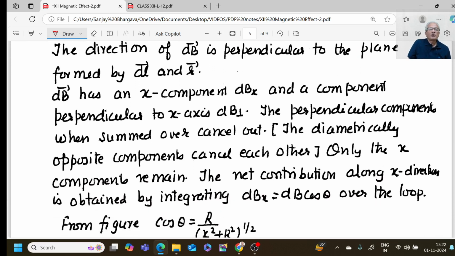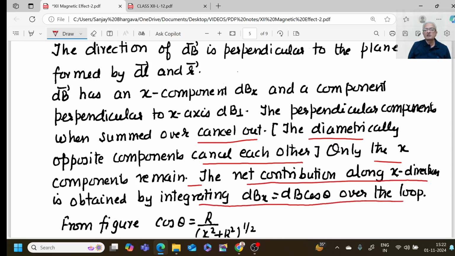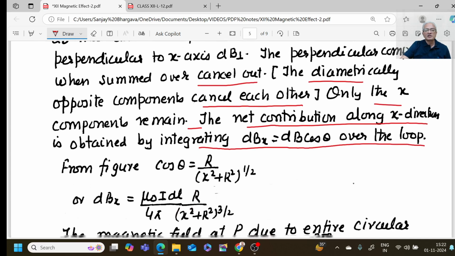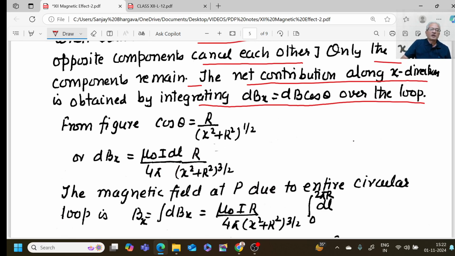The perpendicular components, when summed over, cancel out. The diametrically opposite components cancel each other. Only the x components remain. So the net contribution along the x direction is obtained by integrating dBx, which is equal to dB cos theta, over the entire loop. From the figure, cos theta is equal to R upon (x square plus R square) power half. So dBx can be written as μ0 I dl upon 4π, times R upon (x square plus R square) power 3 by 2.